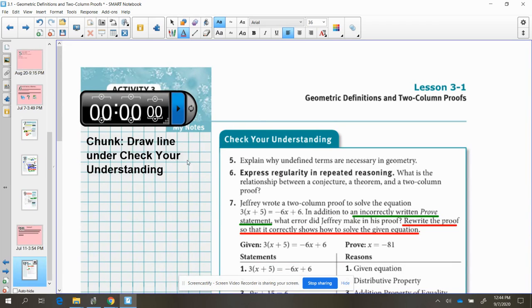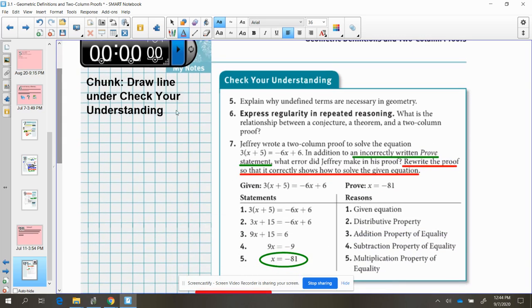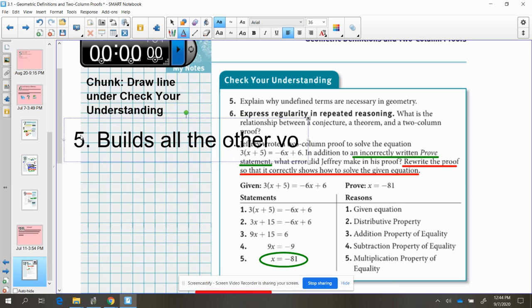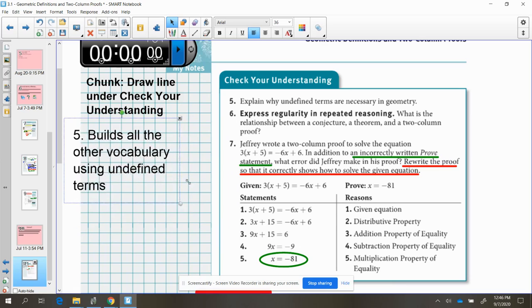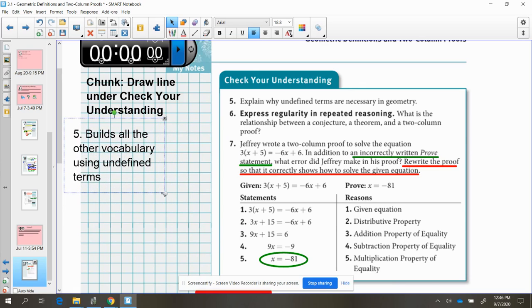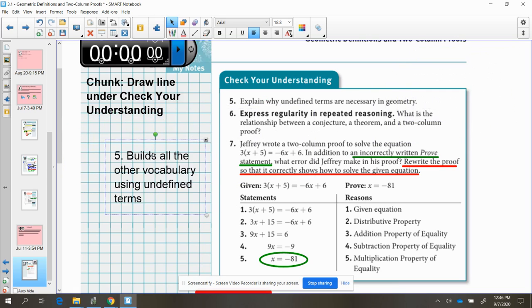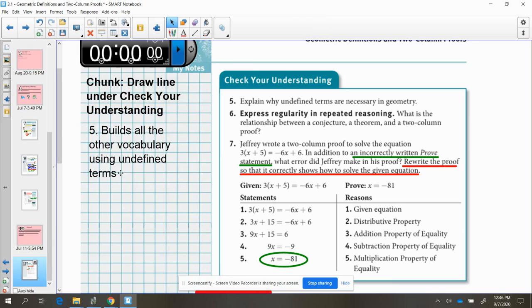All right, now, finishing up the last couple of things here. Number 5, why is it important, all right, to have the undefined terms of the geometry? Well, it's important to have the undefined terms because it builds all the other vocabulary right from it. So again, we're building all of the other vocabulary words by being able to use our undefined terms. Okay, so again, that's number 5.